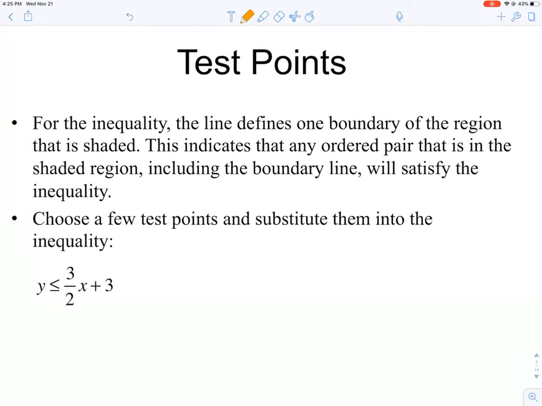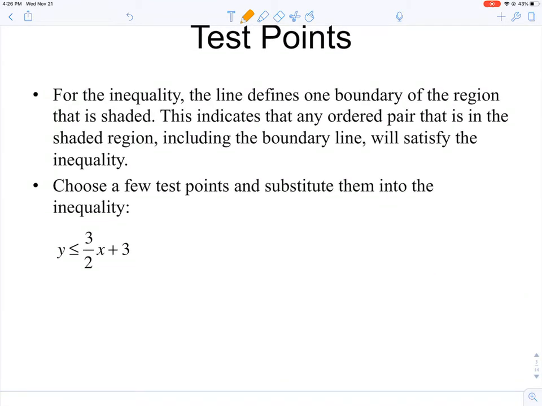Okay, so for the inequality, the line defines one boundary of the region that is shaded. This indicates that any ordered pair that is in the shaded region, including the boundary line, will satisfy the inequality. Sometimes the boundary line is not included, and we'll look at what happens when it's not. We can choose a few test points and substitute them into the inequality to determine whether or not the ordered pair is part of the solution set to this inequality.